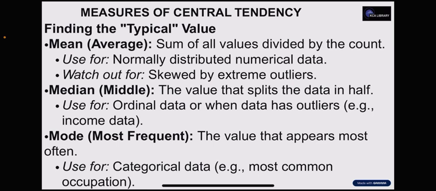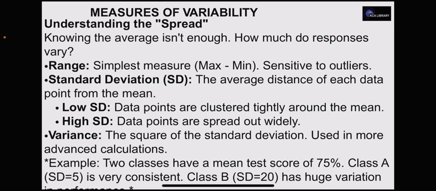The mean is the sum of all values divided by the count, and it is usually used for normally distributed numerical data. The median, on the other hand, is the value that splits the data in half, and it is used for ordinal data or when data has outliers. While the mode is the most frequent, the value that appears most often.